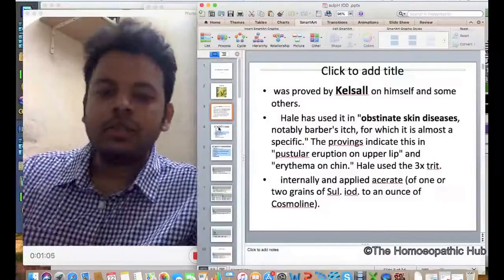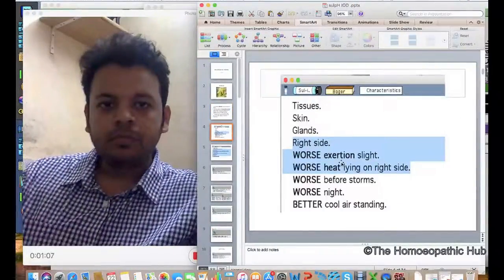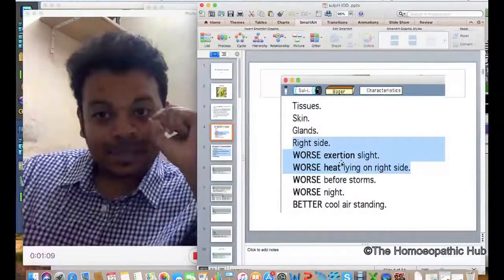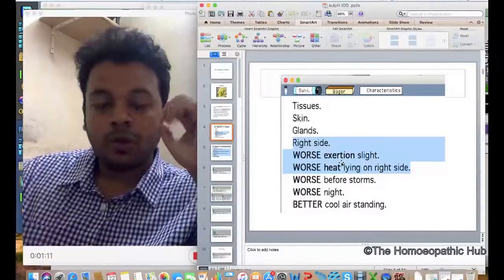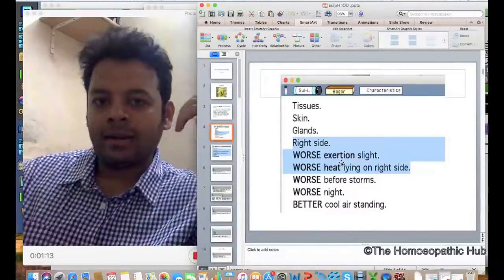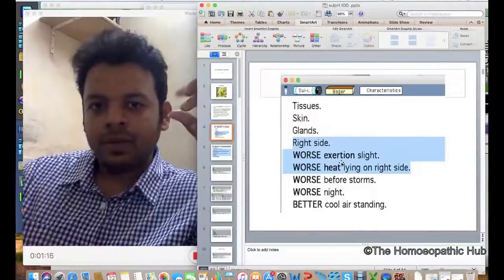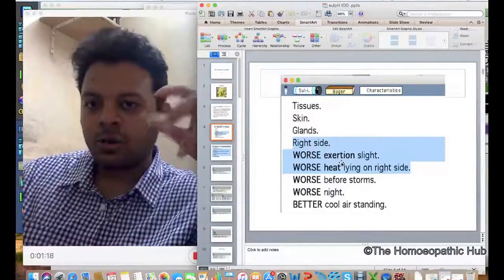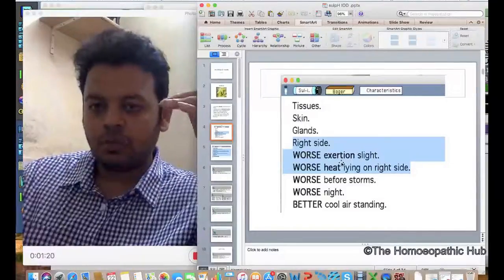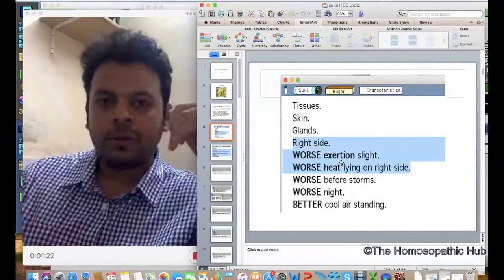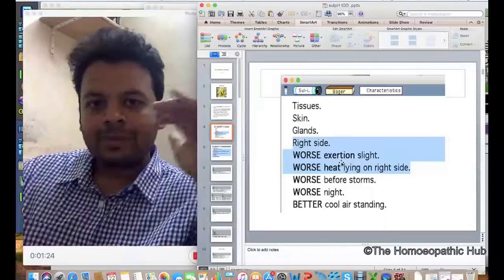So let's start with the sphere of action. Sulfur iod has a specific action on tissue, on skin, on glands. The way I understand it, it means a special action on the tissues: the skin tissues, the bone tissue, the glandular tissues, and especially it's right sided.